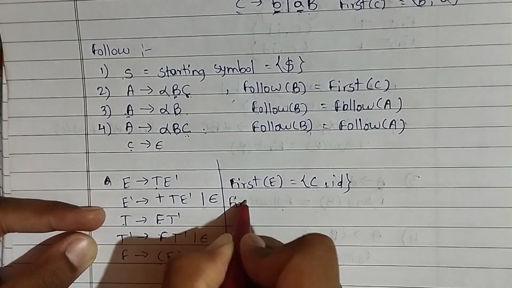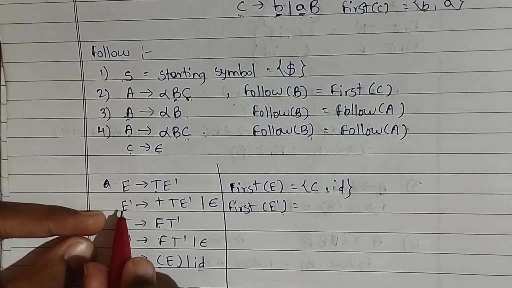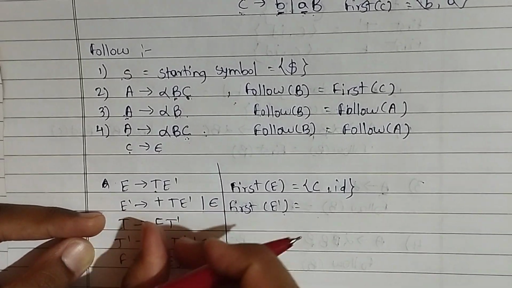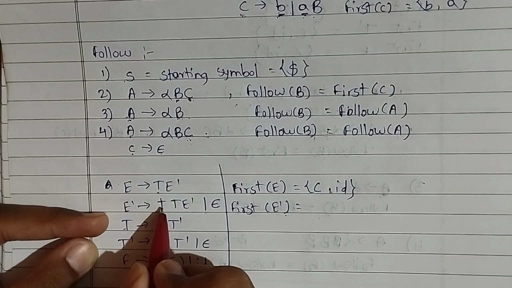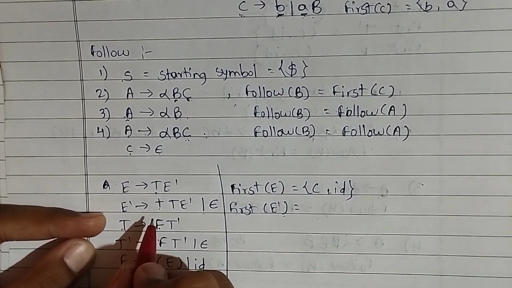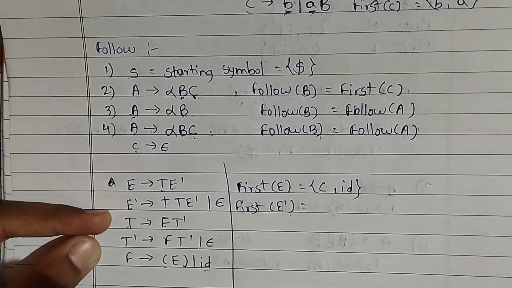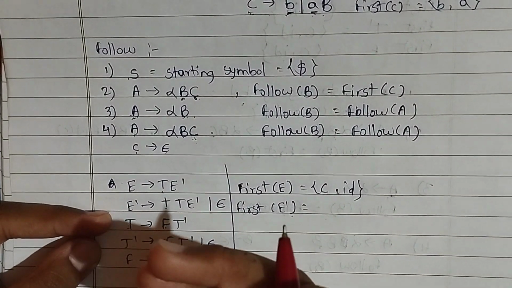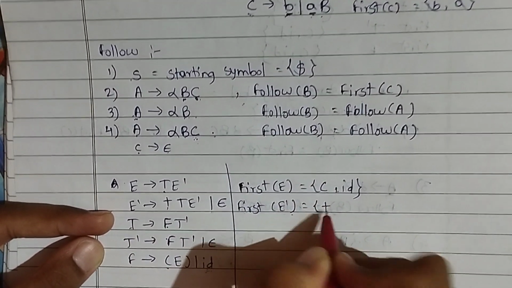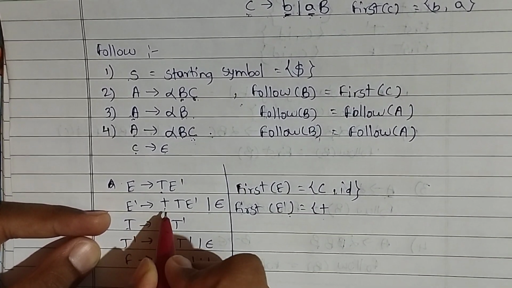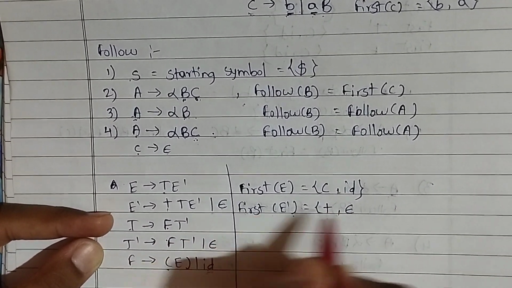Same for first of E dash. First of E dash has two productions, this is the first one, this is the second one. So first it reads the plus. As I said, a terminal has small letters and the operators. This is an operator, so we mention it as a terminal. And the null. So null is also in the first of E dash.